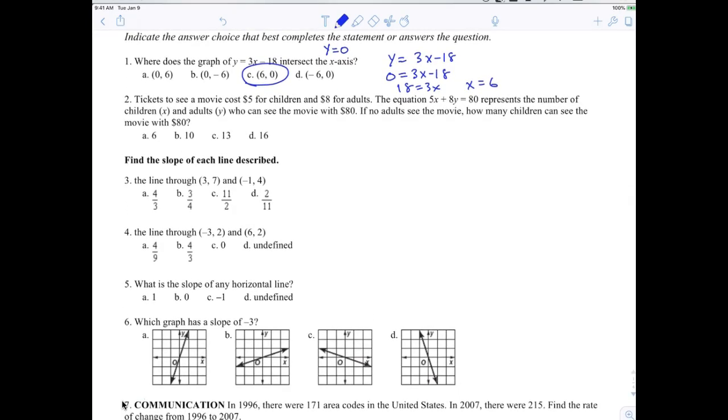Now, number 2, it says tickets to see a movie cost $5 for children, $8 for adults. So the equation 5x plus 8y equals 80 represents the number of children and adults. If no adults see the movie, what variable is 0? It just means y is 0. So in your equation 5x plus 8y equals 80, if y is 0, that means 5x equals 80. Everybody should be able to solve that pretty well, right? So x is equal to 16. Is everybody okay with that?